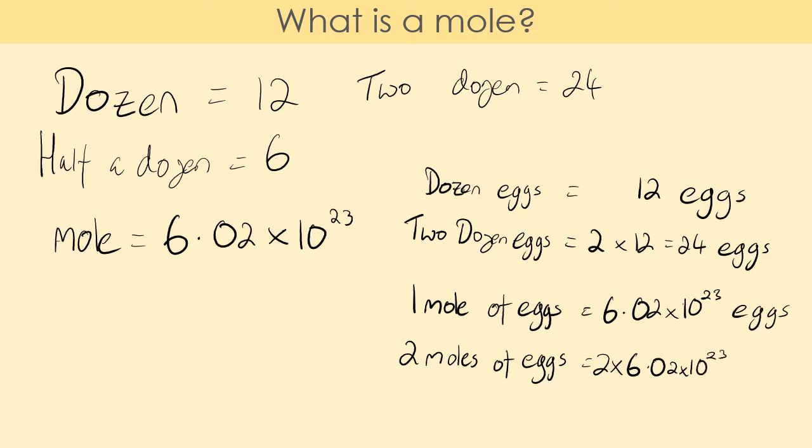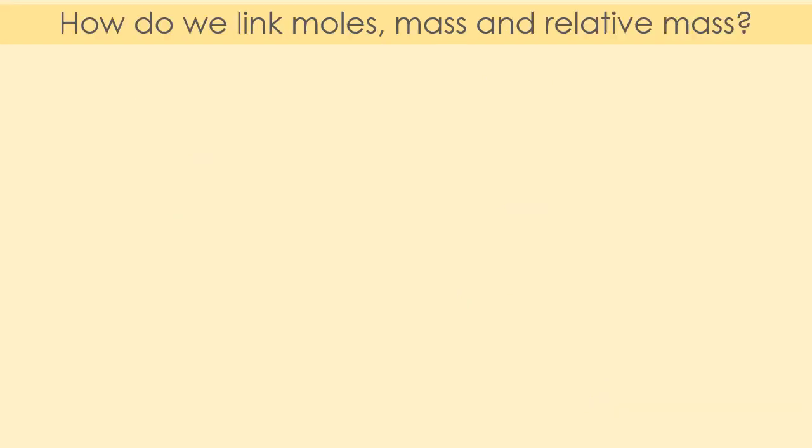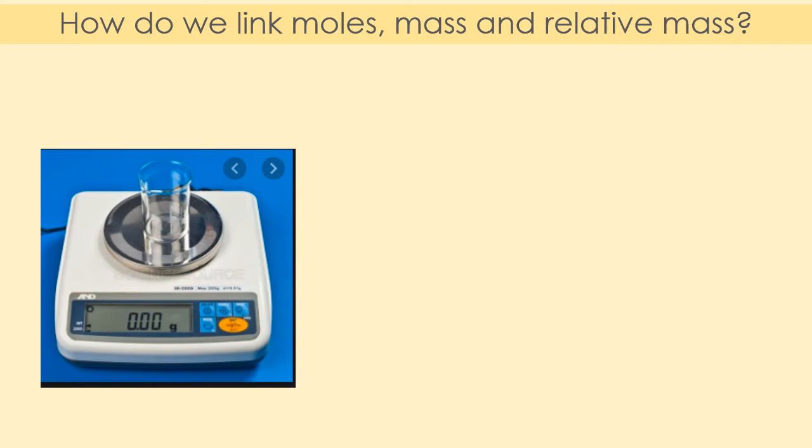Now I can't do that in my head. I could give it a little go, but I'm going to do it on my calculator. And that would give me 1.204 times 10 to the 24 eggs. Now obviously your parents aren't going to ask you to go out and buy 1 mole of eggs. I don't think that number of eggs has ever existed in the history of chickens. So we use a mole for looking at very small things, things like atoms and molecules. We measure those in moles. We're going to have a look at why. So we're going to look at linking moles, mass, and relative mass. To start off, I'm going to get you to do a little bit of a thought experiment.